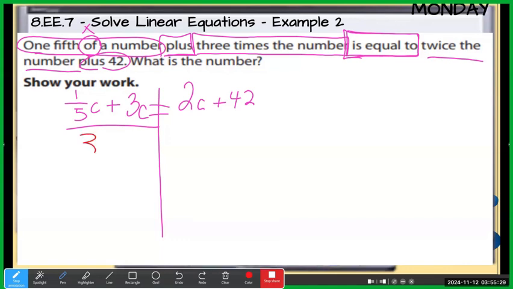A lot of us don't know our fractions. We sitting there confused right now. I didn't do anything on the other side, so bring it all down.